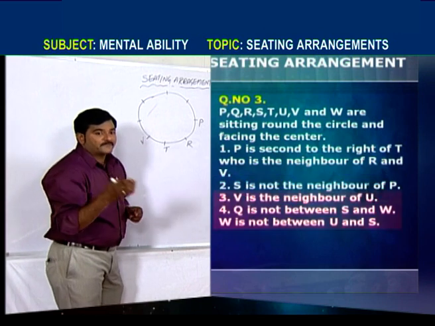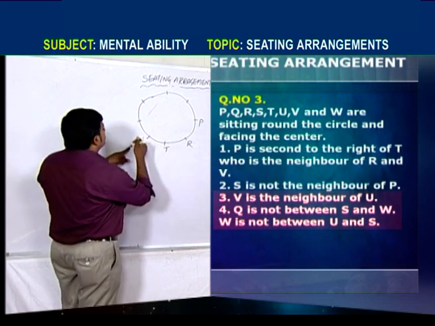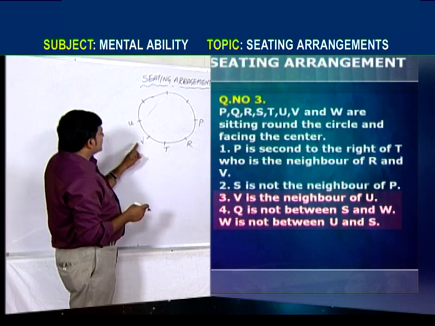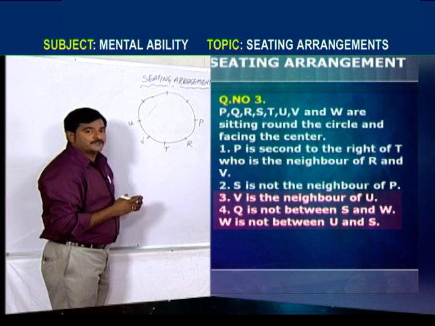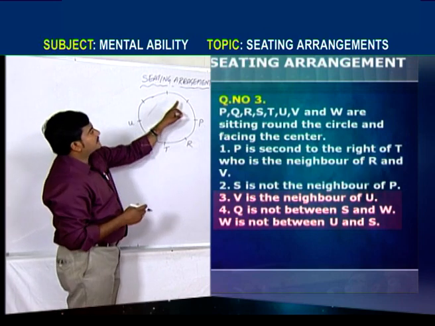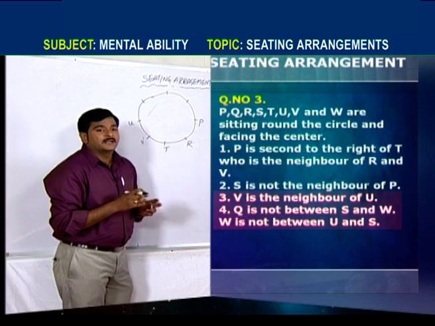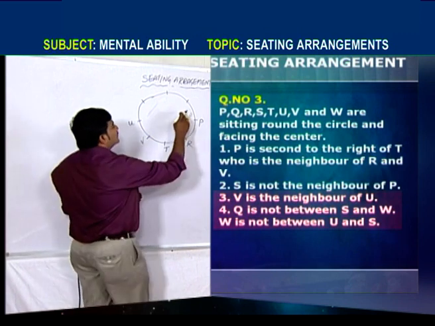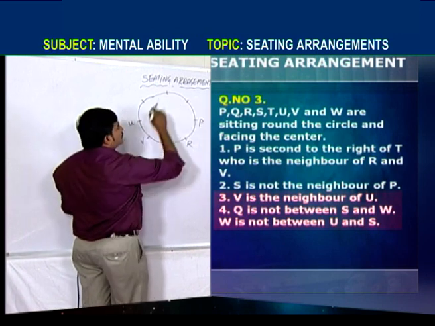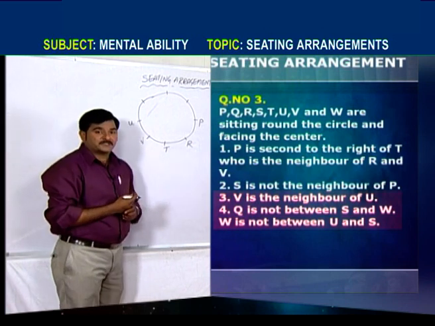And from the third condition, V is the neighbor of U. So now this position is U's position, because U is the neighbor of V. They must be adjacent to each other. I hope you understood up to this. The remaining 3 blanks are there. One thing is clear from condition number 2: S is not the neighbor of P, so S should not sit here. So for S we have 2 other positions. Now we'll fill the remaining 3 persons.